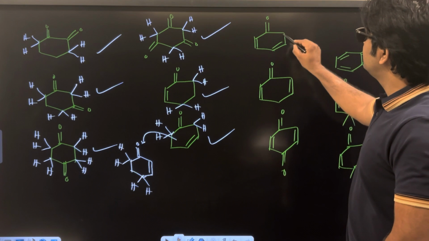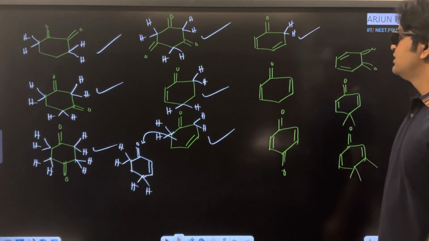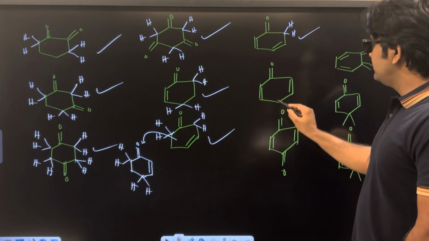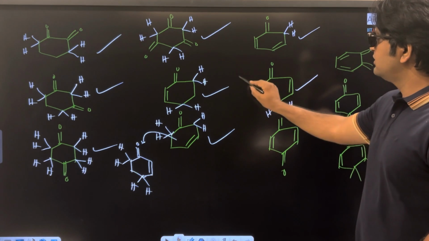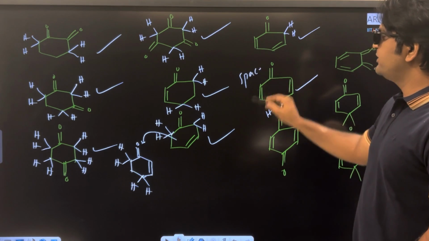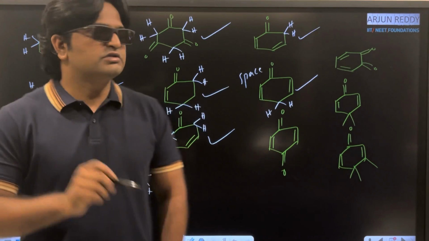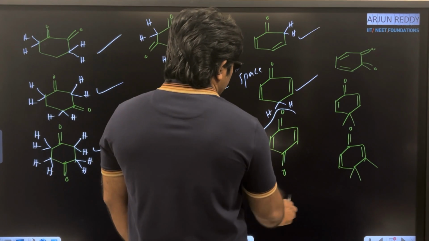Come to this example. We have alpha hydrogen atoms, acidic hydrogen atoms. Your molecule can exhibit tautomerism. And here we can select hydrogen atoms from this carbon atom. Already we know that this is an example of space tautomerism. Here also the same thing, space tautomerism. Now you observe this example, very important.